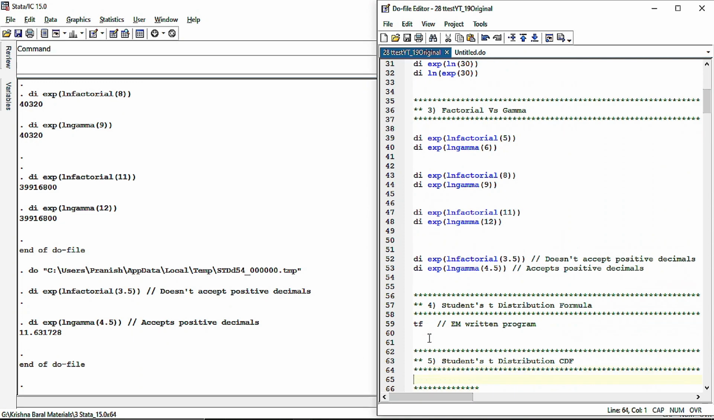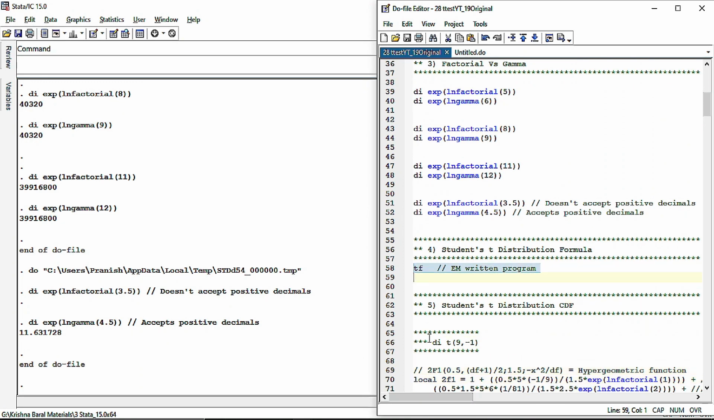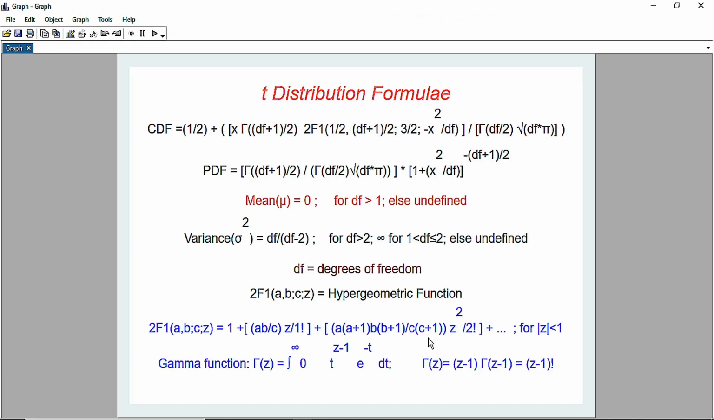Now let us see some of the formulae of the t-distribution, and we will calculate the CDF and PDF in our example in the next session. The mean of the t-distribution is 0 for degrees of freedom greater than 1, otherwise it is undefined. The variance of the t-distribution is equal to degrees of freedom divided by degrees of freedom minus 2, for degrees of freedom greater than 2. If the degrees of freedom is greater than 1 and less than or equal to 2, its value is infinity, else undefined.